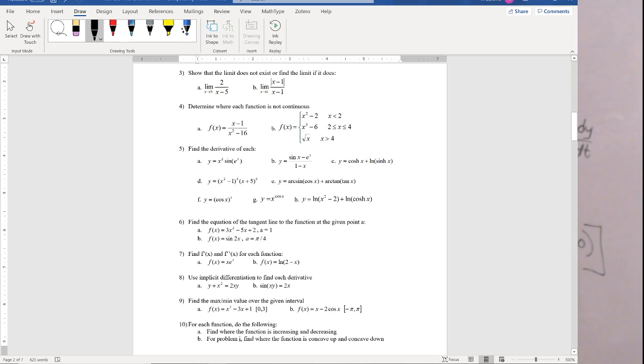So I'm not going to make you do anything about where a function is continuous specifically, but you should be able to find the domain of a function.